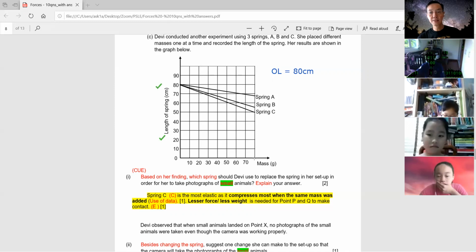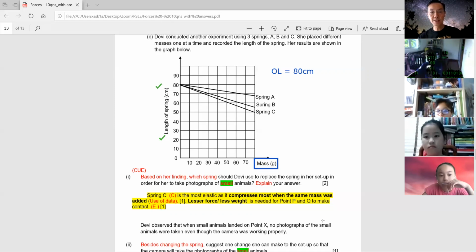Now you look at the horizontal axis. Yanqi, what does the horizontal axis represent? Yeah, the mass of whatever object, because here they want to capture the birds that land there.